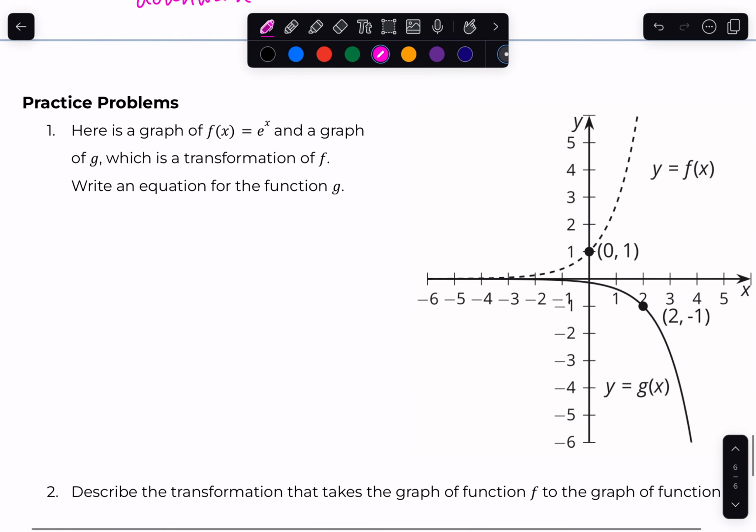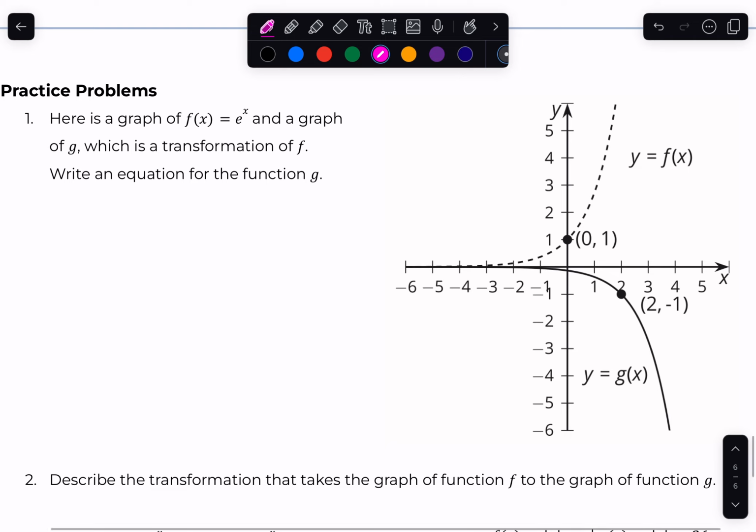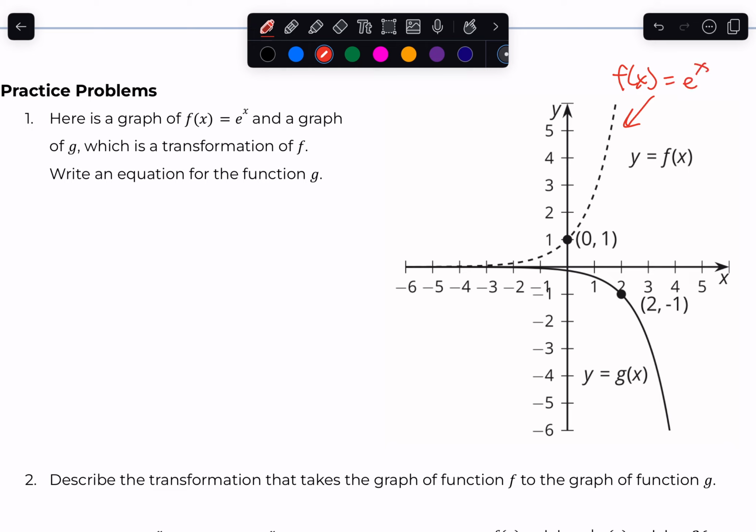Let's take a look at some practice problems that I gave you. I want you to see, it says here's a graph of f of x equals e to the x. So this is my original graph right here. F of x equals e to the power of x. So it's just an exponential graph, which has a y-intercept at (0, 1). A y-intercept right there.